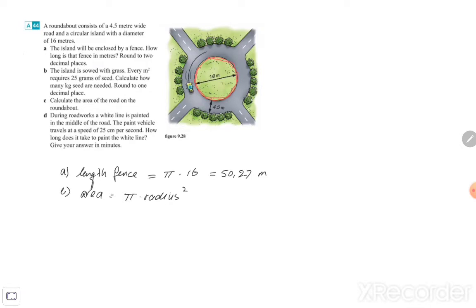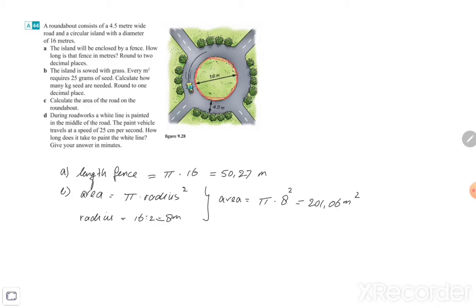So, the diameter is 60 meters, then the radius is 60 divided by 2, which is 30 meters. Now, if we put the radius inside my formula, you get that the area is pi times 30 squared. And that will be approximately 2827,43 square meters. Right, so we know the area of my island.